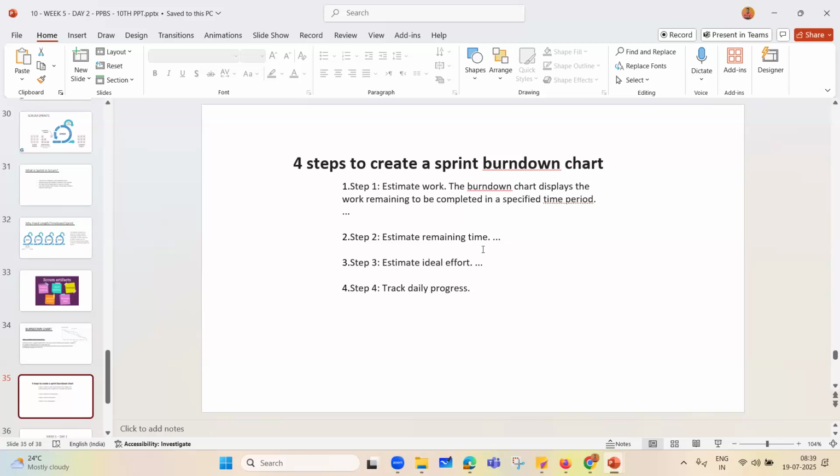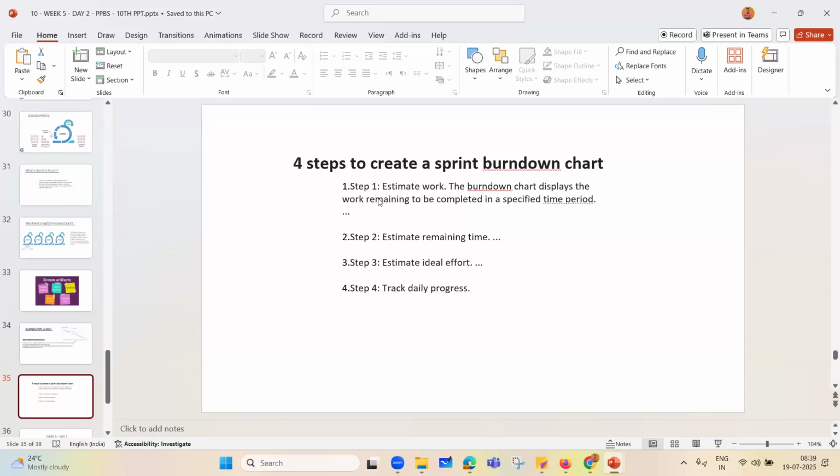Step 2, estimate the remaining time. You don't need to estimate separately. It will calculate by itself if you give 2 inputs: one, the total hours, the total duration, plus the work log, the hours you have already logged into your daily work log. In every single ticket you are going to log whatever is assigned to you. Your team is going to log their time spent on that.